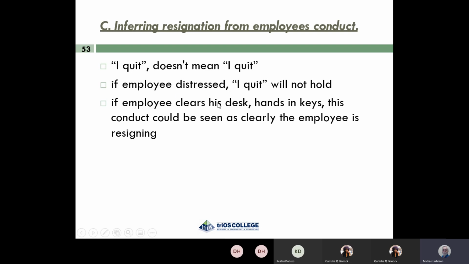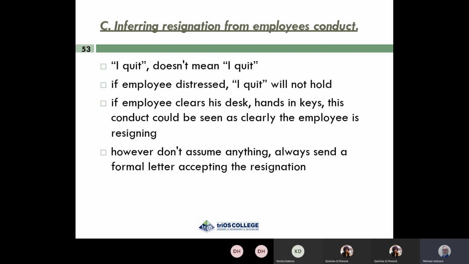If the employee clears his desk, hands in his keys, this conduct could be seen as clear that the employee has in fact resigned. That's a possibility. Remember, if you show or indicate significantly that you intend to separate your connection with that company, then that could actually be an indicator. But remember, your contract may actually stipulate a requirement.